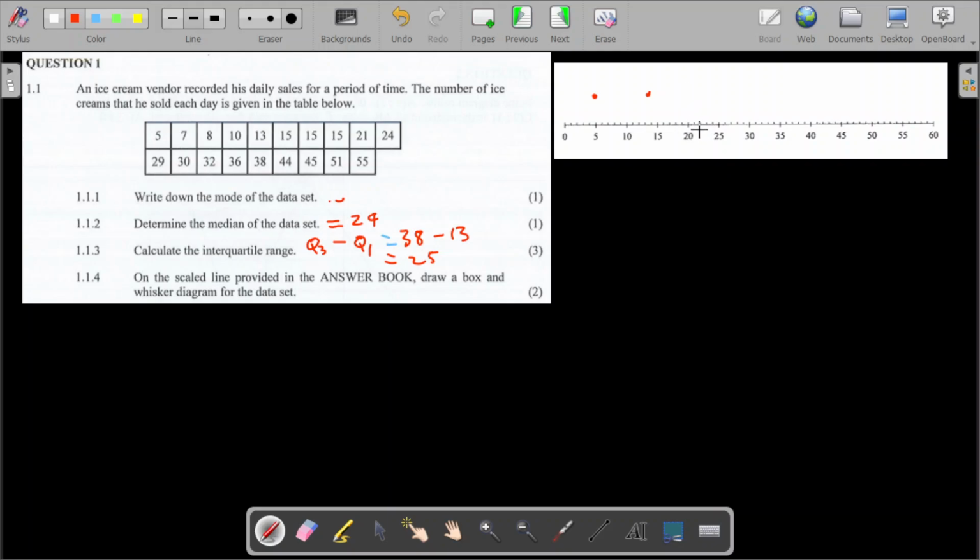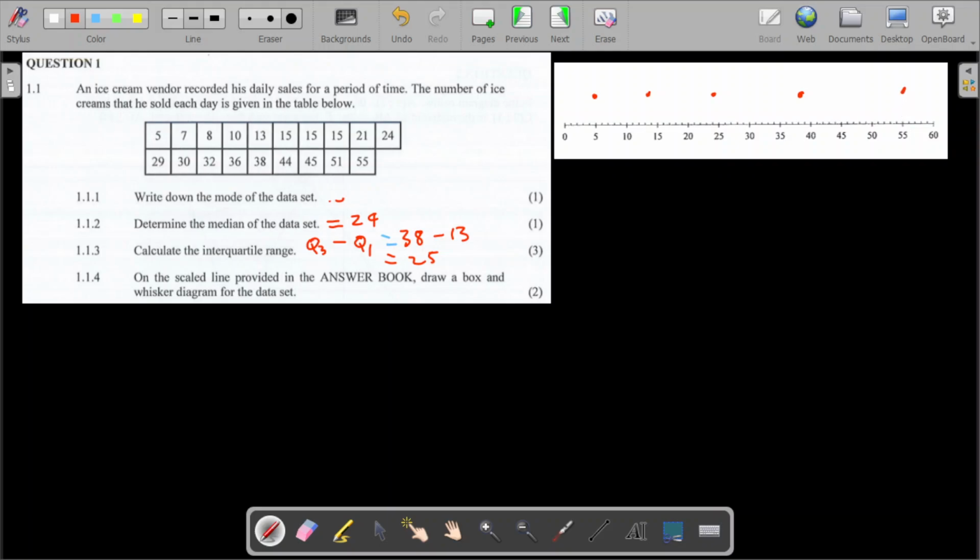And now our median was 24. So if this is 25, my 24 will be somewhere here. And my Q3 is going to be 38. So if this is 35, then 36, 37, 38, it's somewhere here. And my maximum is 55. It's somewhere here.